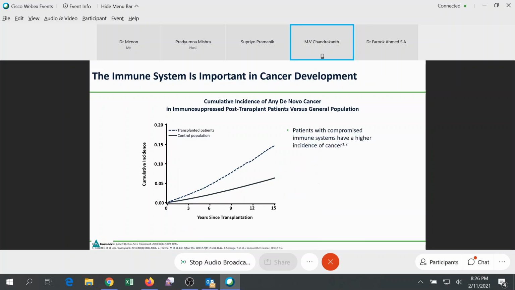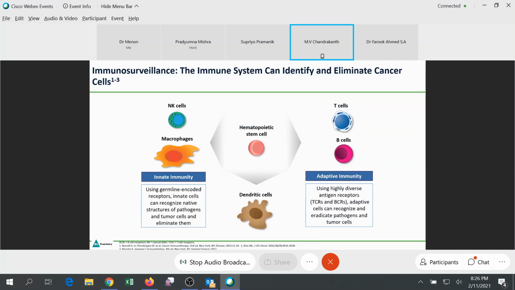It is a similar slide that has been repeated in a couple of slides. So you keep skipping, Pradyumna. Yeah.